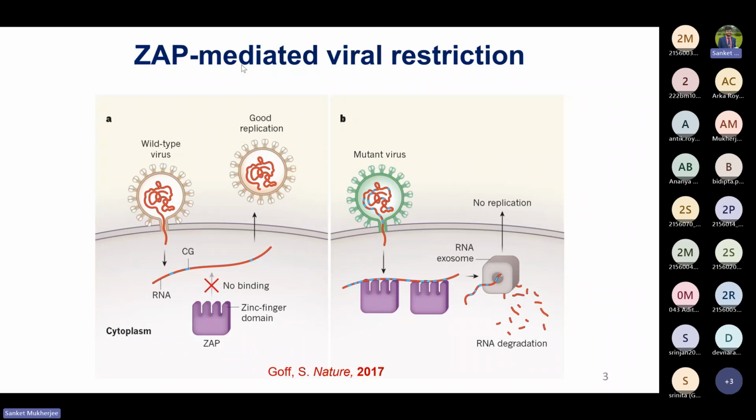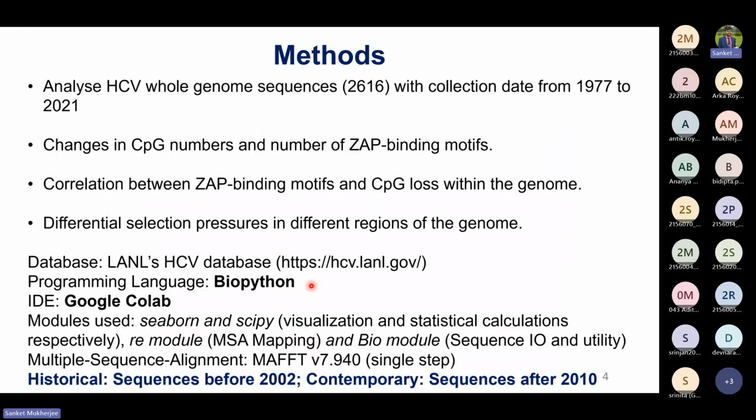Regarding ZAP mediated viral restriction, how it works: ZAP is a protein which binds to RNAs that have more CpG content. If a virus has higher CpG content, it will be restricted, degraded, and will not replicate. If a virus has a lower CpG content, then it will be able to replicate, and that will essentially drive the evolution pattern.